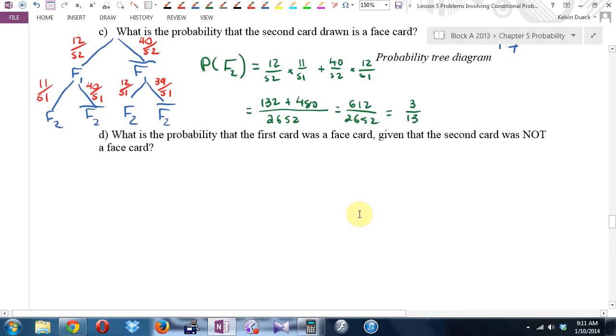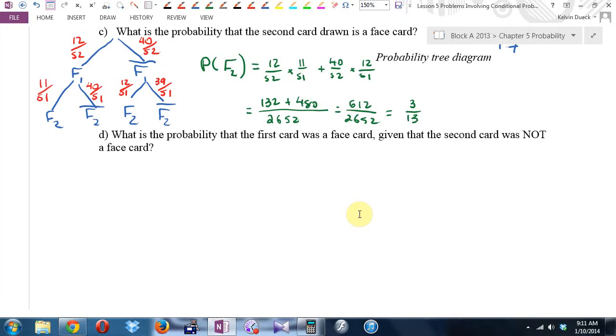Cole, can you read D to me, please? What is the probability that the first card is a face card given, sorry, what word did you say after the comma? Given. Conditional. Keep going. That the second card is not a face card? And can you see, here's what they're saying. Find the probability of what? The first card is a face, first level, given an event that happened on the second level. We're going backwards up the tree.